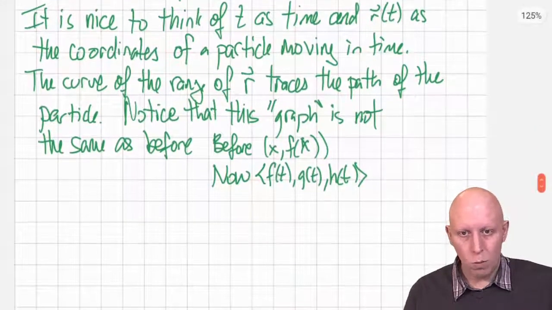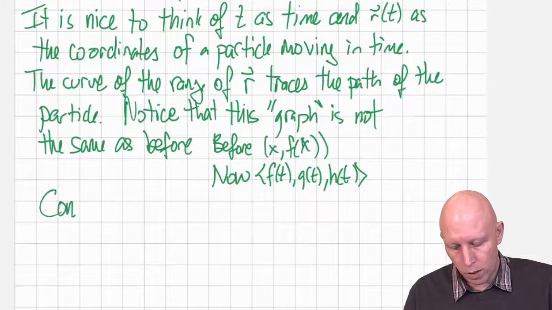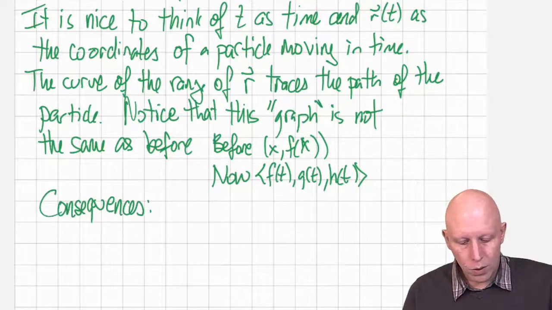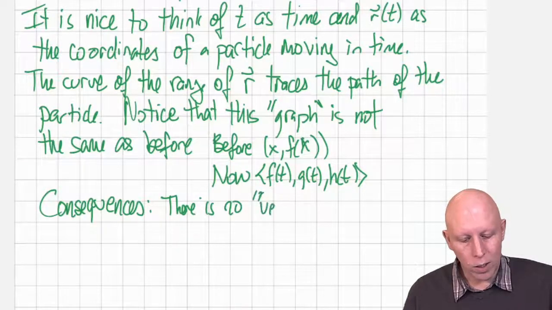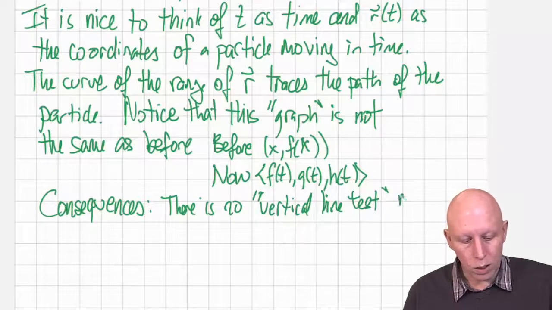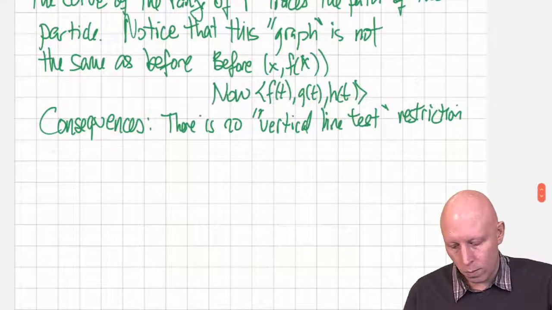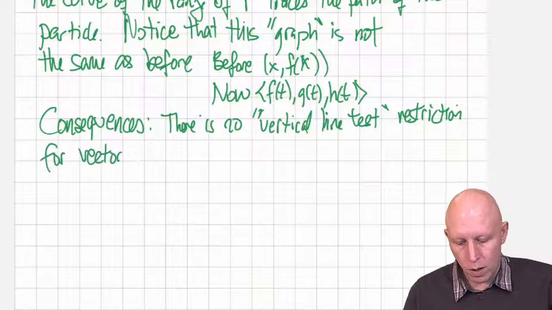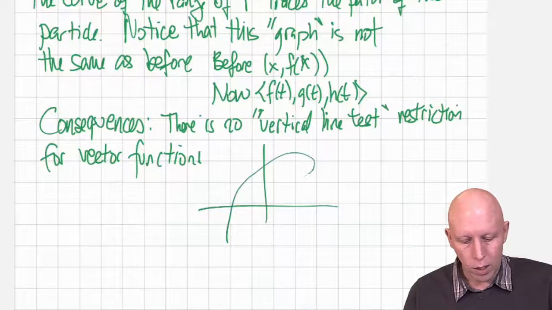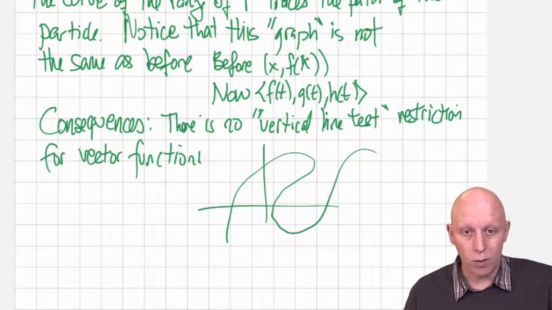And so one of the consequences is that there's no vertical line test restriction for vector functions. A vector function can go like that. That's allowed.